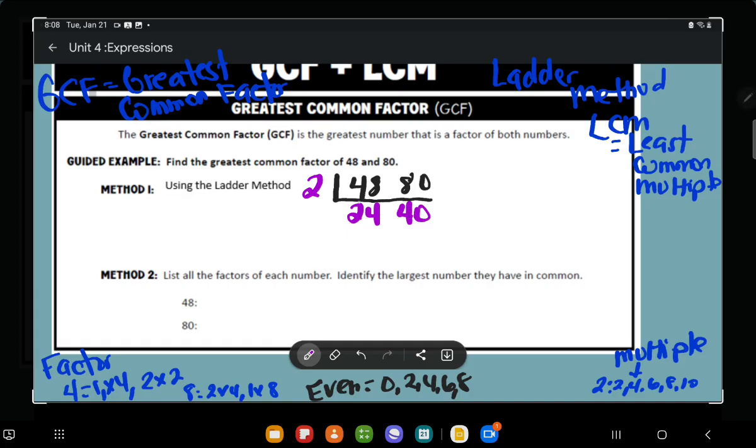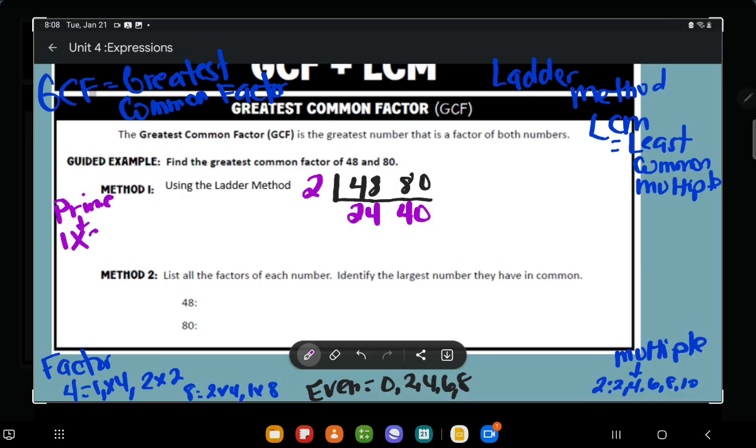So once we divide it, we have 2 numbers under our ladder. In order to stop using your ladder method, the 2 numbers at the bottom of your ladder have to be prime numbers. So you say, Miss Mackie, what is a prime number? A prime number is a number that only has 2 factors, the number 1 and itself.